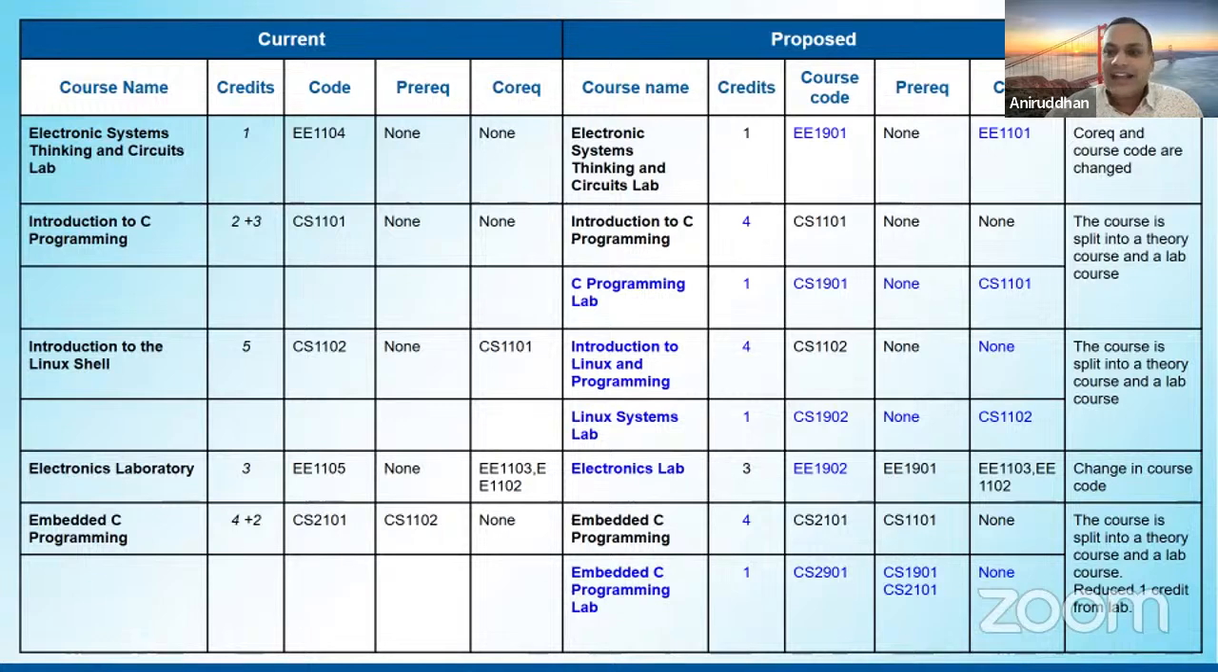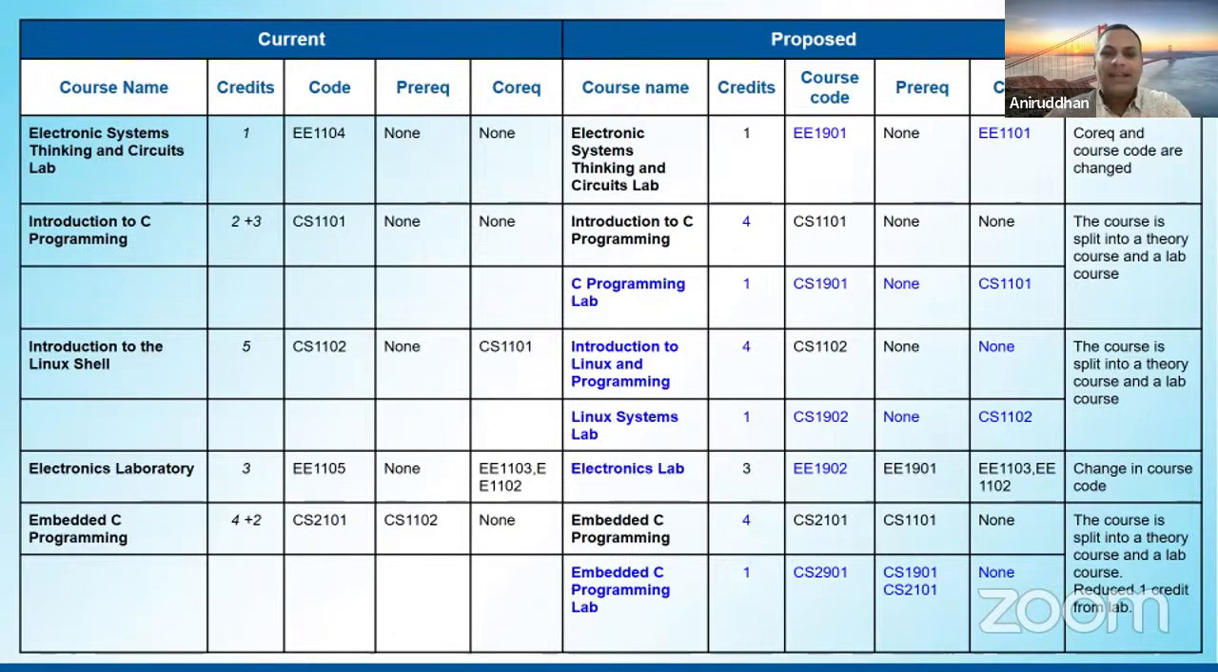Again, note that the C programming lab has a corequisite with the theory course. In other words, if you want to do the programming lab together with the theory course, you can do it in the same semester. That is what you're doing now. If you want, you can do it in a succeeding semester as well. So you can do the theory course this semester and the lab course next semester.